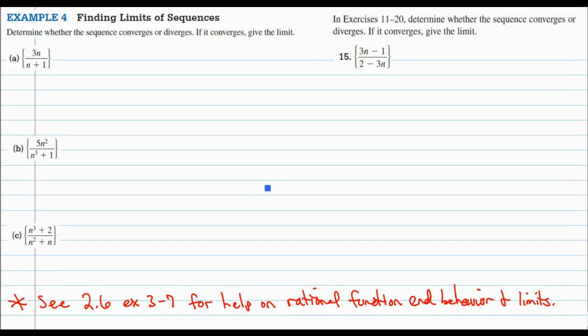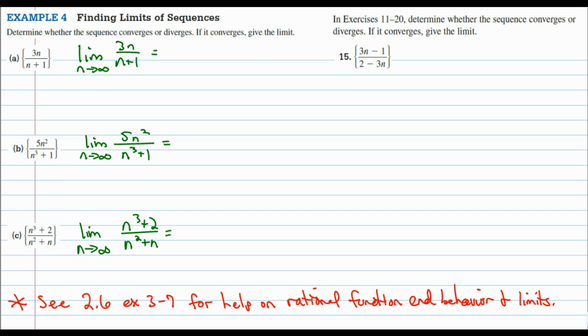This is the screencast for section 9.4, example 4. We're going to find the limits of these particular sequences. And then if the sequence converges, we need to give the limit. So we have to find whether or not each of these sequences has a limit. So I'll take the limit of each one.